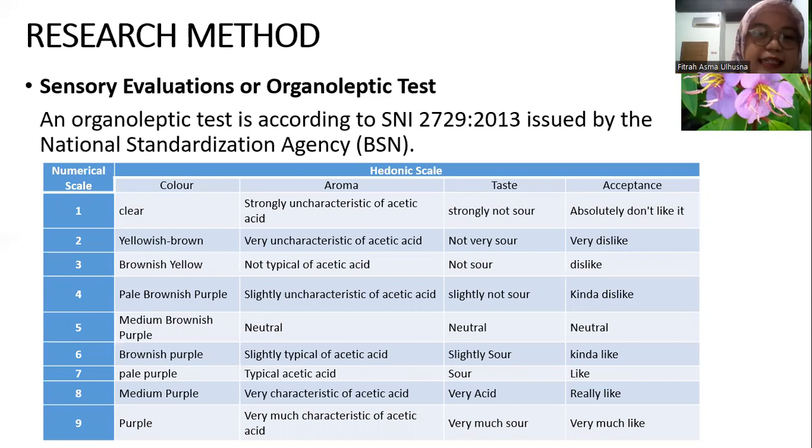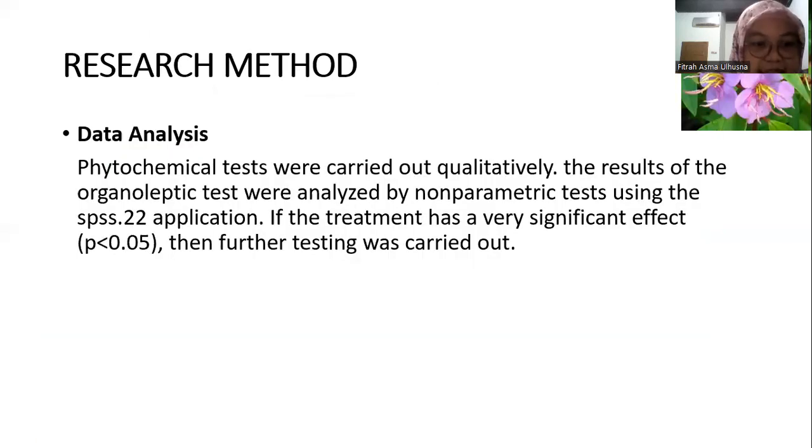An organoleptic test is a test carried out with human senses on food ingredients. This test was carried out by checking 4 parameters, namely color, aroma, acceptance, and taste. The questionnaire used a hedonic scale and an organoleptic test table according to SNI. And then we did data analysis. Phytochemical tests were analyzed qualitatively. The results of the organoleptic tests were analyzed by non-parametric tests using the SPSS application. If the treatment had a significant effect, further testing was carried out.